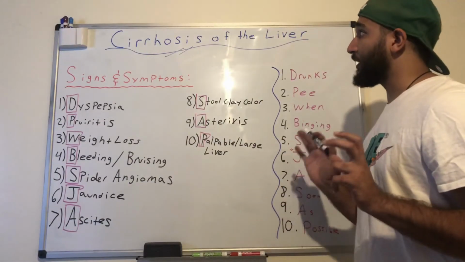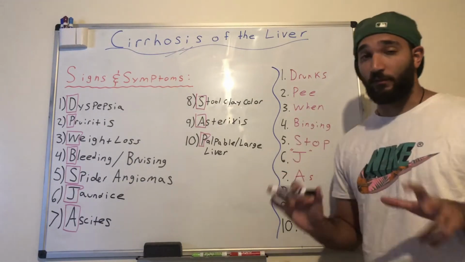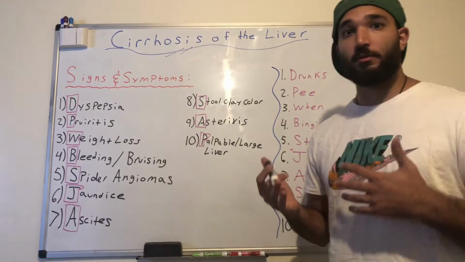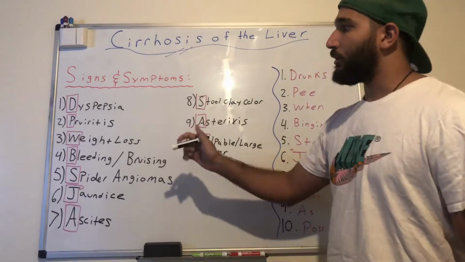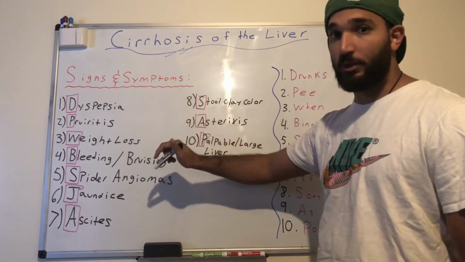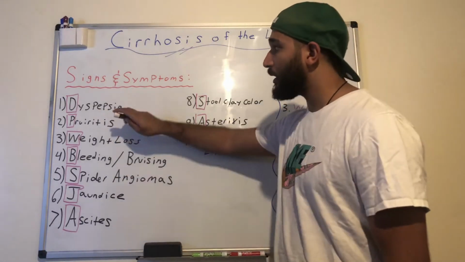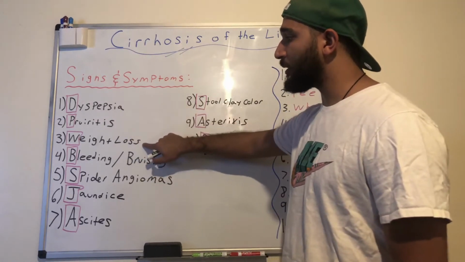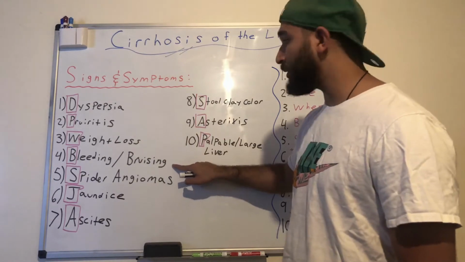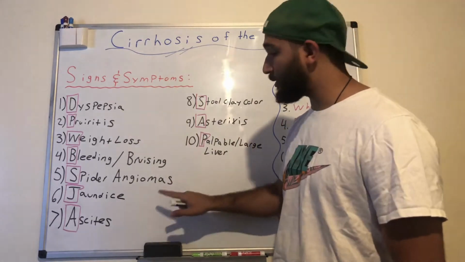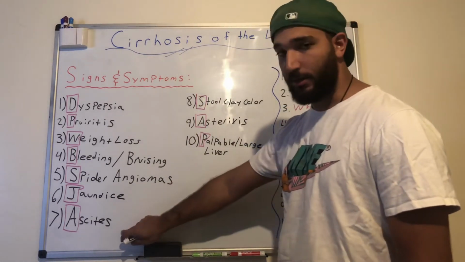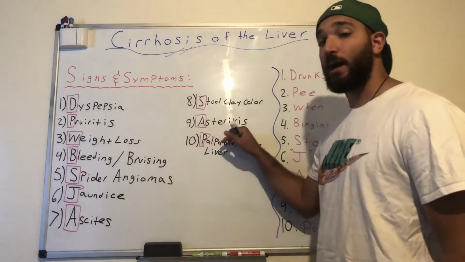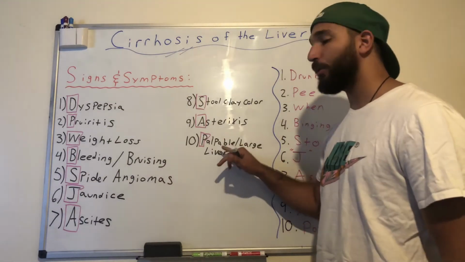Okay, so for the signs and symptoms of cirrhosis of the liver, there are a lot of signs and symptoms because the liver has a lot of functions. Here I listed all the signs and symptoms so we can go through it together. Dyspepsia, pruritus, weight loss, bleeding and bruising, spider angiomas, jaundice, ascites, stool that's clay colored, asterixis, and palpable large liver.